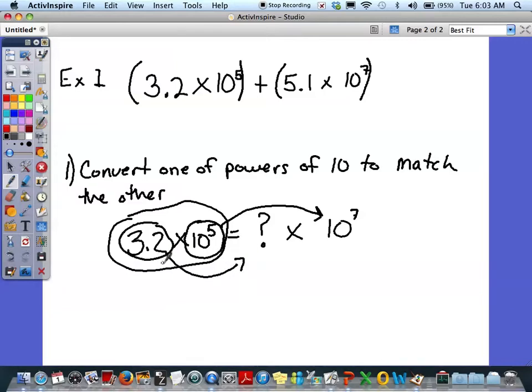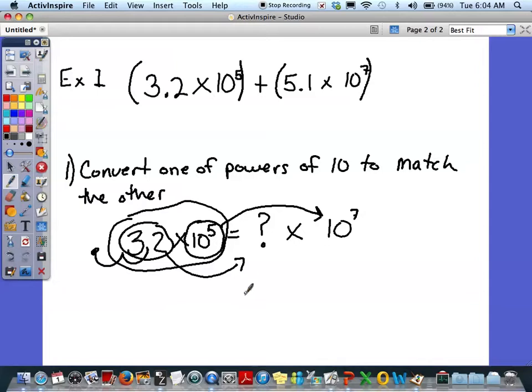Why would I need to make the multiplier smaller? Because I made the power larger. And I don't want to rewrite a number on the right-hand side here that means something different than the number on the left-hand side. I want them to mean the same thing. So in this particular case, if I make my power of 10 larger by 2, I need to make my multiplier smaller by a factor of 10 to the second. So I move the decimal to the left twice.